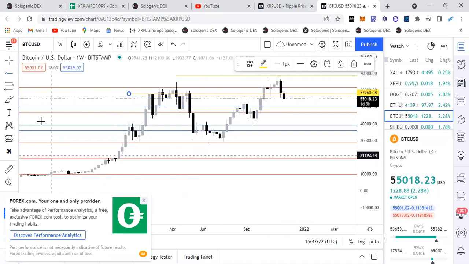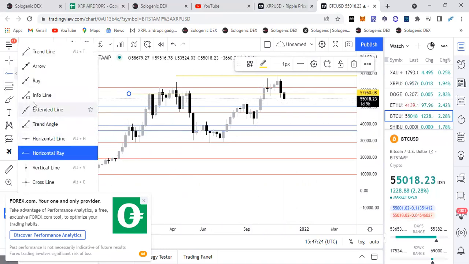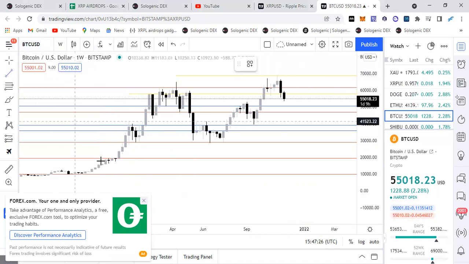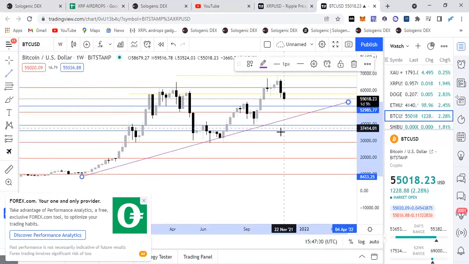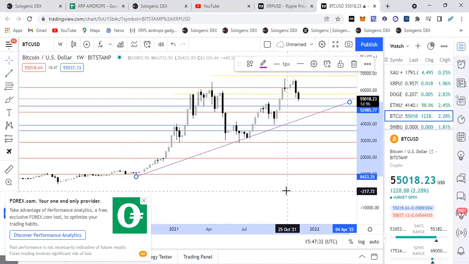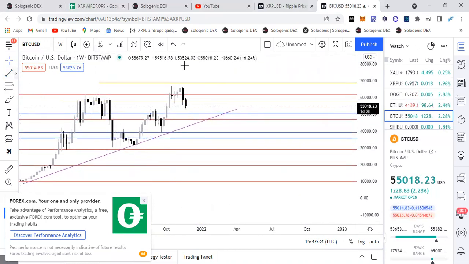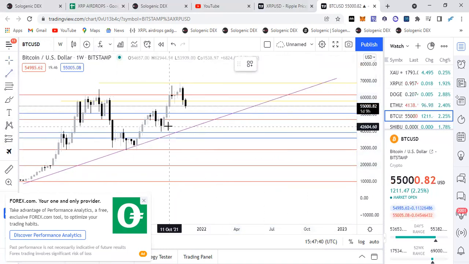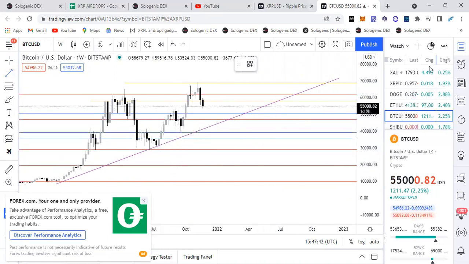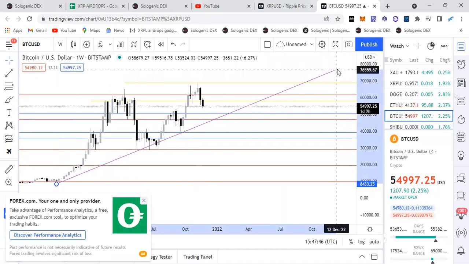We can still be in trend for bullish price action if we just simply zoom out and see where this thing could take us. So me personally, let me fix my trend line.